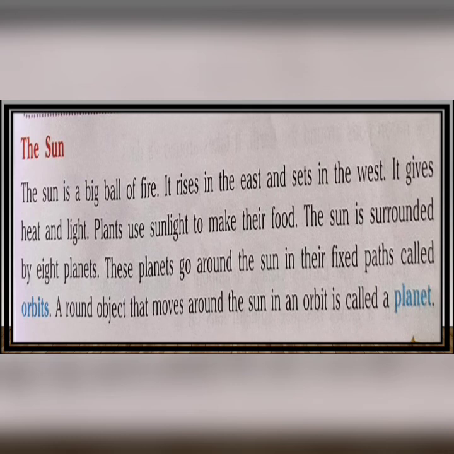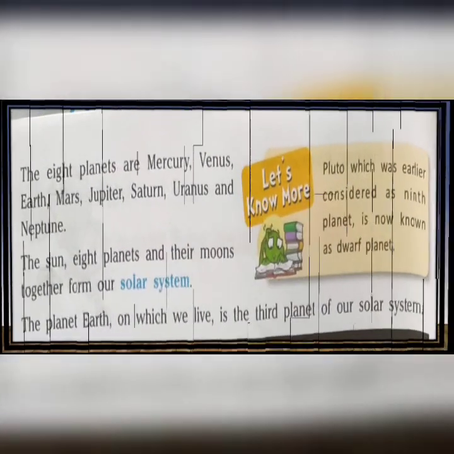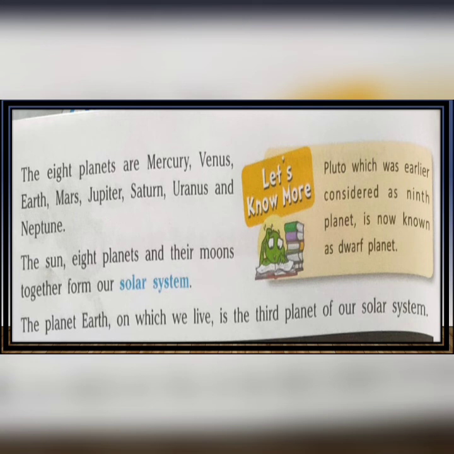And we have also learned that the sun is surrounded by 8 planets. There are 8 planets which go around the sun in some fixed path. Those paths are called orbits. And the sun and all the 8 planets together form the solar system. Now let us know what are the 8 planets that go around the sun.